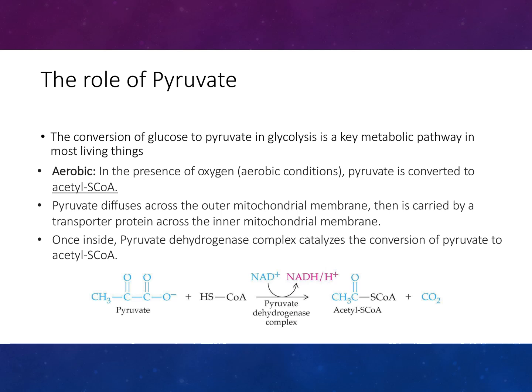In aerobic respiration, in the presence of oxygen, pyruvate is converted to acetyl-CoA. Pyruvate diffuses across the outer mitochondrial membrane and then is carried by a transporter protein across the inner mitochondrial membrane. Once inside, the pyruvate dehydrogenase complex catalyzes the conversion of pyruvate to acetyl-CoA.